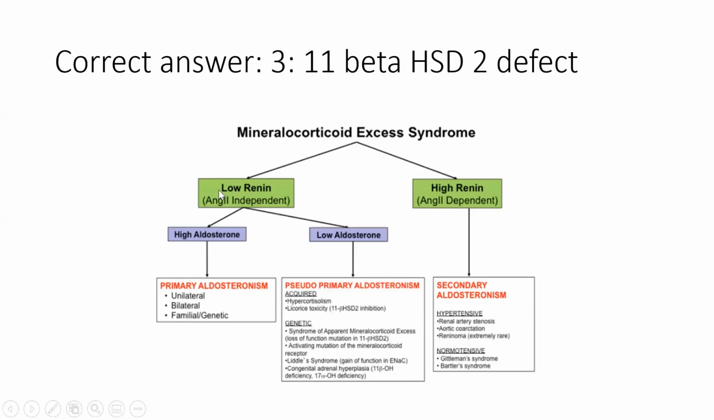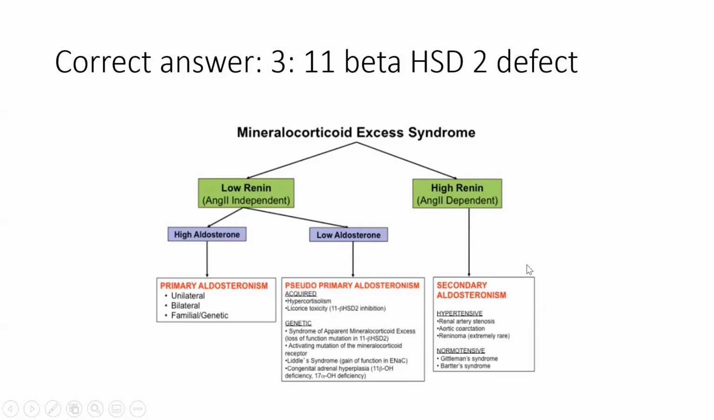So our scenario is low renin, low aldosterone. So everything we need to think about is in this chart. Okay, it can be either acquired or a genetic cause. If, for example, we had a high renin and a high aldosterone, then we are talking about other causes like renal artery stenosis or reninoma, and coarctation of aorta for that matter.